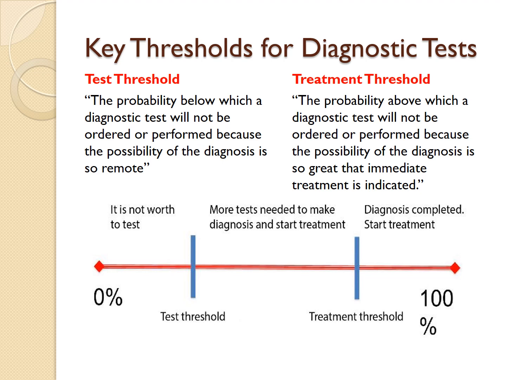So what about the treatment threshold? The probability above which the diagnostic test will not be ordered, again, will not be ordered because the possibility of diagnosis is so great that the immediate treatment is indicated. Now remember here, in both the cases, either the test threshold or the treatment threshold, diagnostic test is not ordered. However, let's take an example here for treatment threshold.